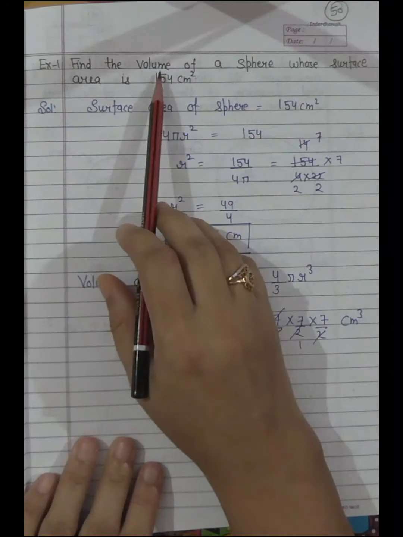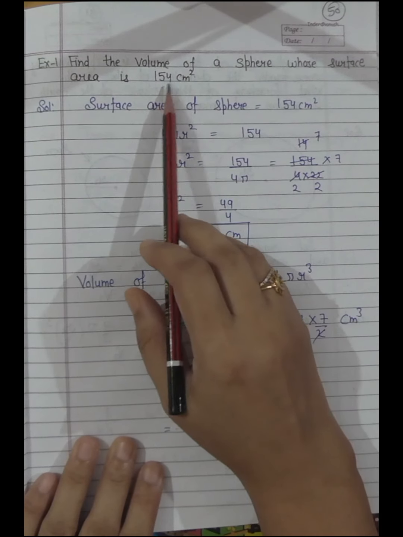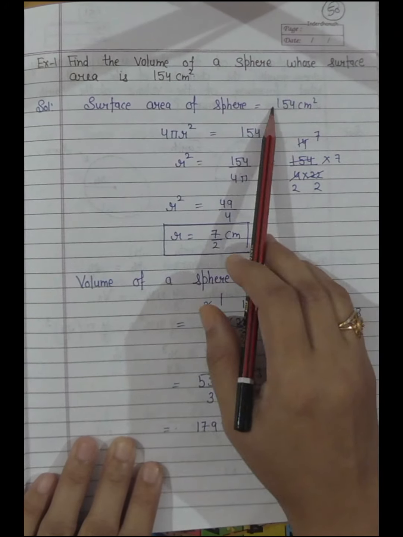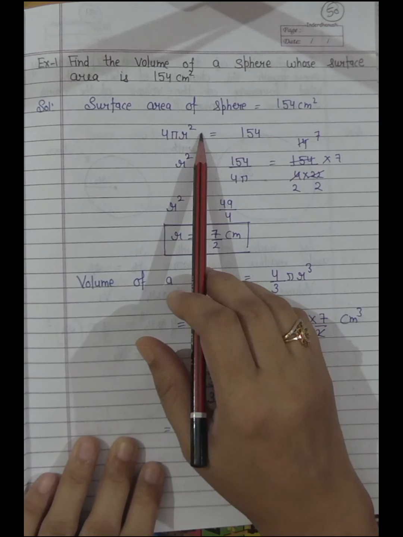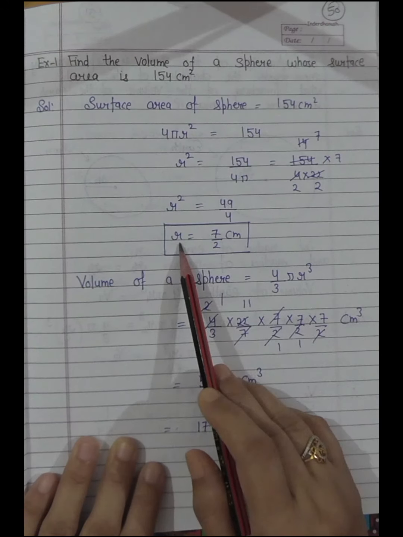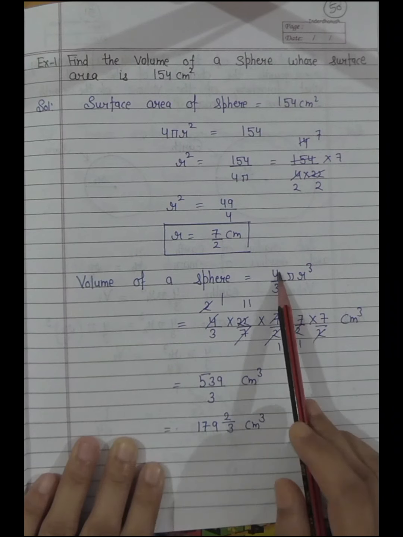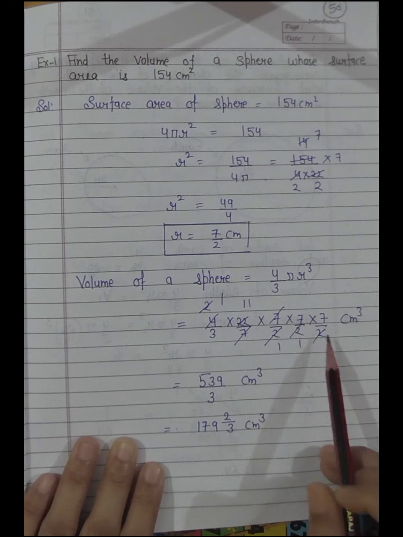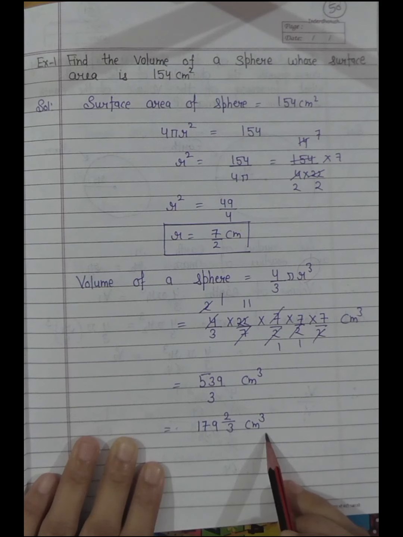Example: find the volume of a sphere whose surface area is 154 cm square. Now the surface area of the sphere is 154 and the surface area is 4 pi r square. From here I am getting the value of r as 7 by 2 and the volume's formula is 4 by 3 pi r cube. Put the value of r here and I am getting the value as 179 and 2 by 3 cm cube.